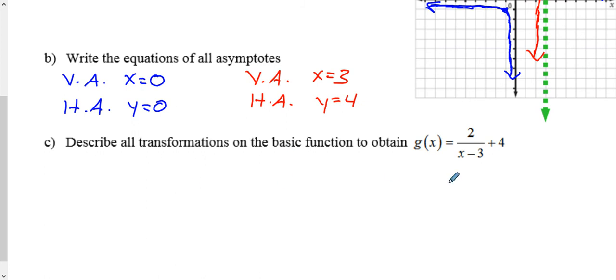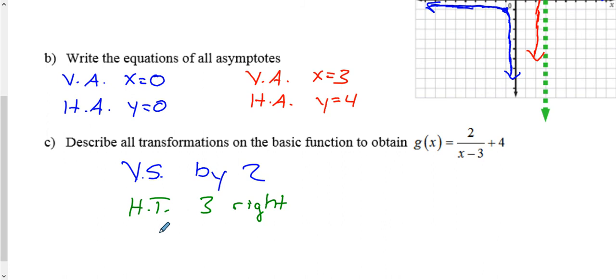Describing all transformations that occurred to get from the basic function to obtain g of x here. So things that I see: a vertical stretch. That's going to be by a factor of 2, because that's what this 2 up top is. I see a horizontal translation 3 units to the right. And of course, I see a vertical translation that's 4 units up.